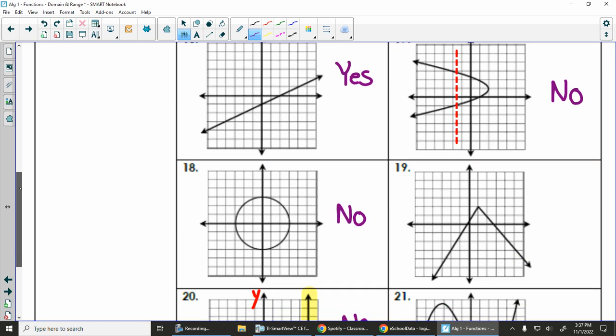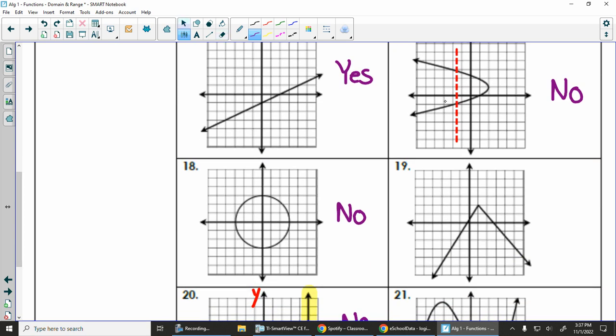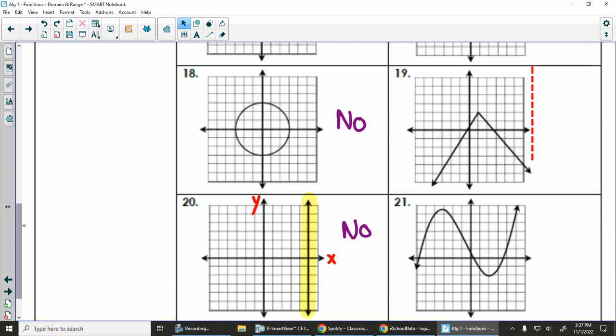Okay, now working our way down, number 19 here, we have a good old absolute value graph. Anytime you have a graph that looks like a V or an upside down V, that's going to be an absolute value. We're going to talk about those this year as well. And again, I should be able to put this vertical line anywhere I want and only hit this graph one time and one time only, and that works here. We don't have any double hitting spots.